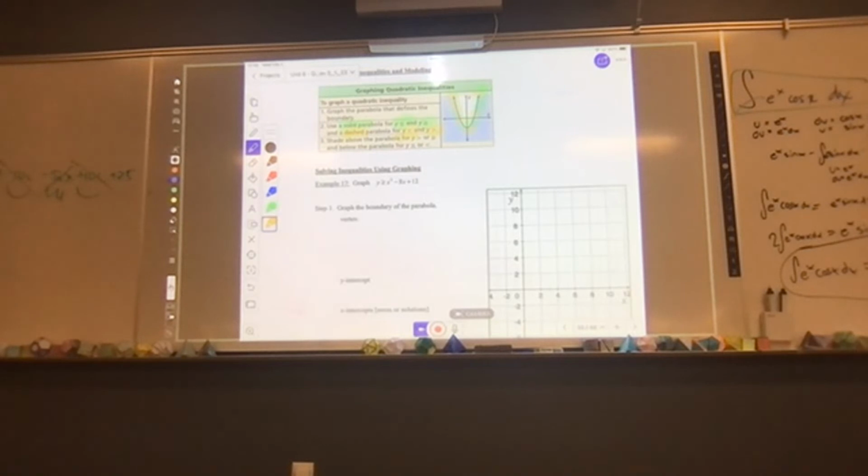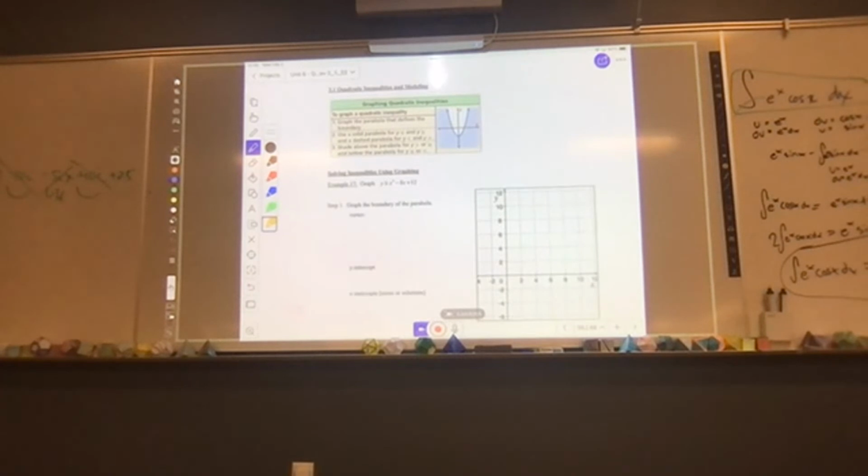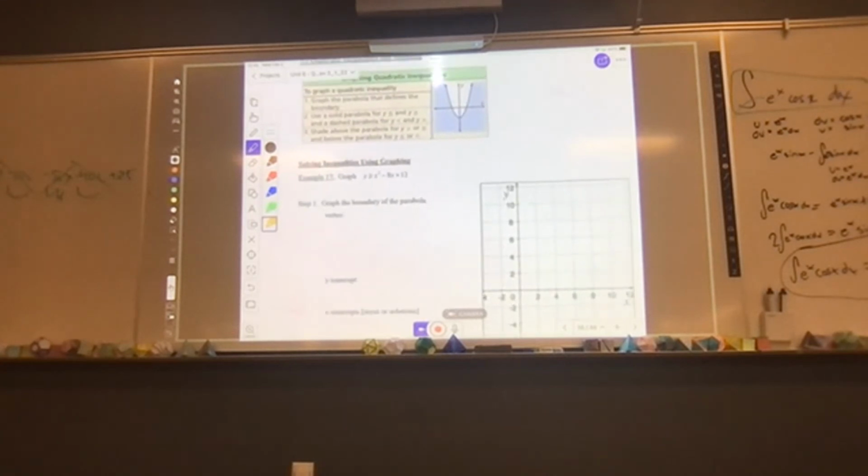Okay, so we do have to pay attention to that now. And then after that, we have to choose a test point so we know whether or not we are shading the inside or the outside of the parabola. We've already graphed linear inequalities in the past. So we just chose the test point, see if it satisfied the original problem, and then shade it accordingly. Is this linear inequalities again? Yes, this is over test.